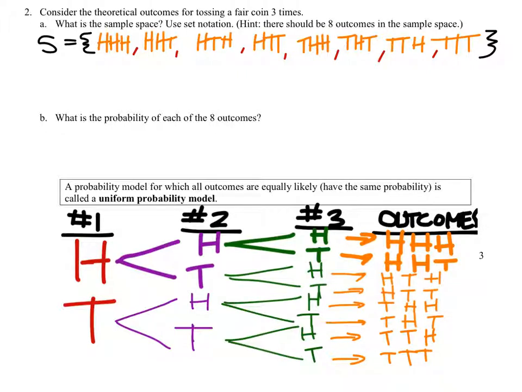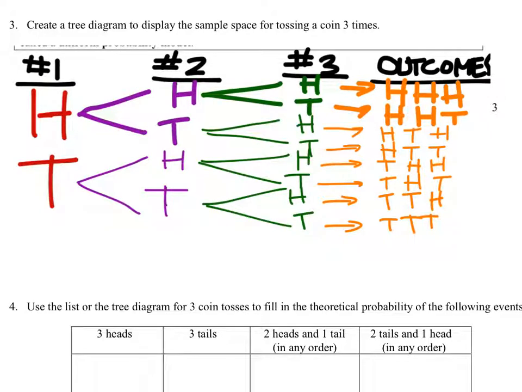So what is the probability of each of these outcomes? Well, it would be one outcome out of 8 possible outcomes, which has a decimal of 0.125, or as a percent, 12.5%. Well, there it is. This one wanted us to create the tree diagram, which we have already done right here.